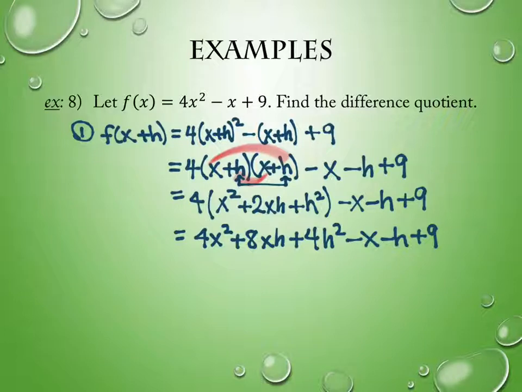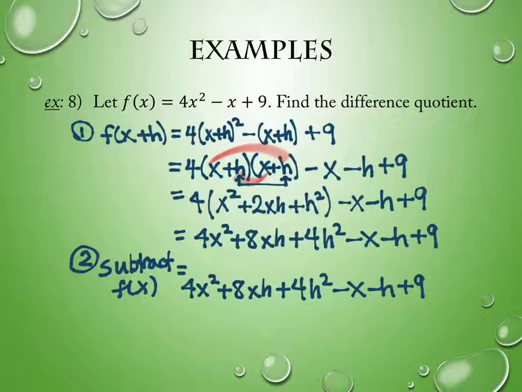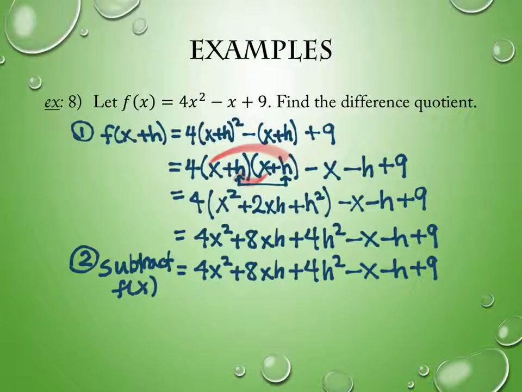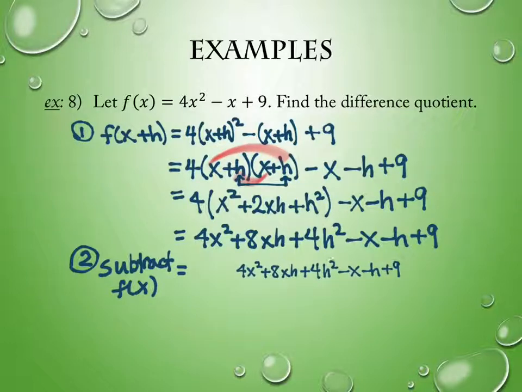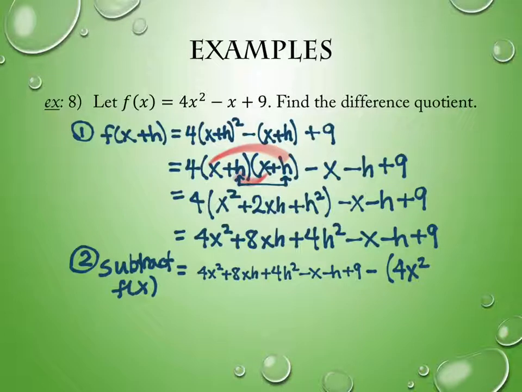That's it for step 1. It's the hardest step. The other steps actually take the mess that's there and reduce it and simplify it, okay? So everything's going to get cleaner after that point. What was step 2? Yeah, it was to subtract f of x. So everything I already had, if you want, you can rewrite it. I will do that. Okay, and then I need to subtract off f of x. So what is f of x? Well, it was given to me. It was 4x squared minus x plus 9.